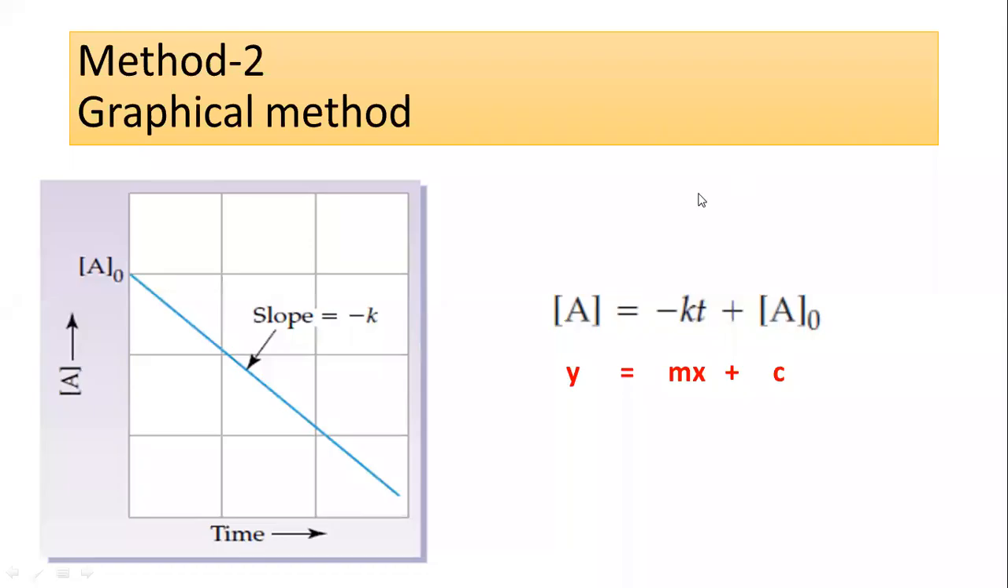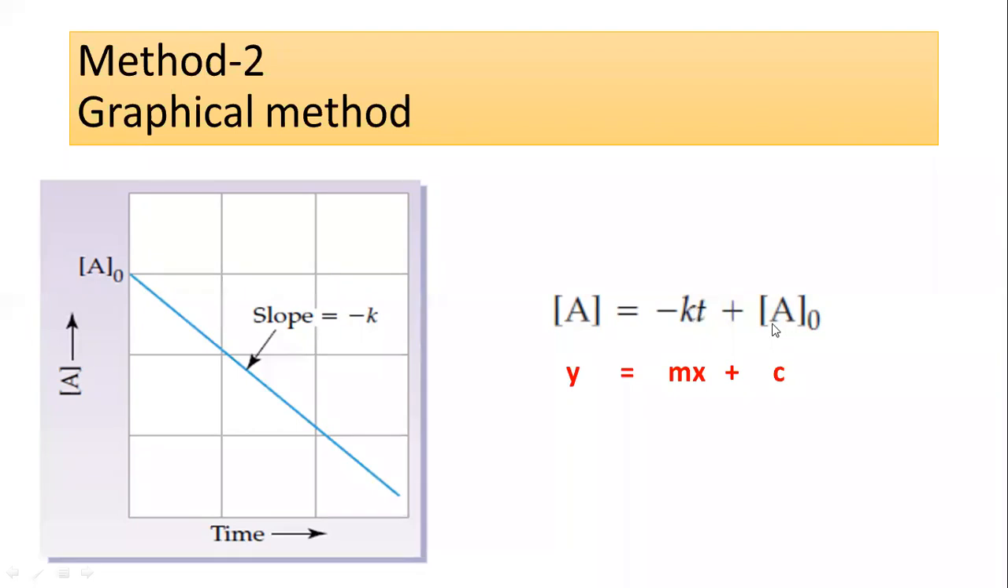So today we are going to discuss the second method, and this is called the graphical method. And this is linked with the previous one. In the previous integration method, we derived this very basic equation, and this was the concentration of A at any time equal to minus K, where K is the rate constant for the zero order reaction.